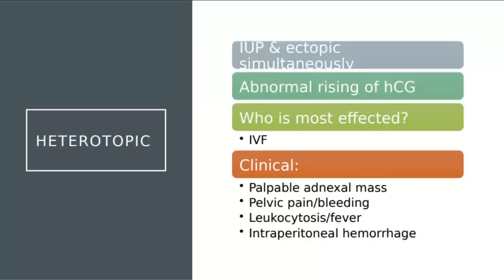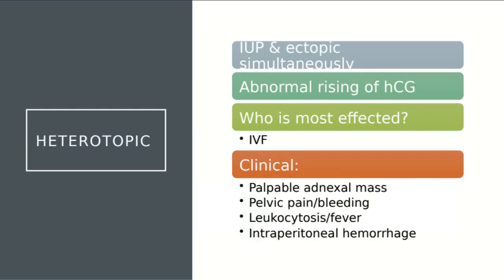Okay, so heterotopic pregnancies, like we mentioned earlier, is when we have an IUP and an ectopic happening at the same time. Clinically, this is going to result in an abnormal level of HCG. It's going to be abnormally high, but maybe not as high as it necessarily should be in terms of that doubling per time period. Patients who are undergoing IVF are the most likely candidates of having this. A lot of times with IVF treatment, we implant more than one embryo, and that can be the cause of this multiple gestation pregnancy. One sticks where it should, and the other implants where it shouldn't.